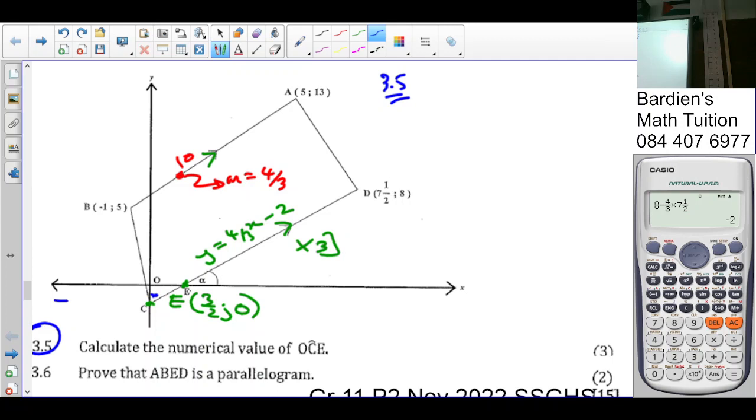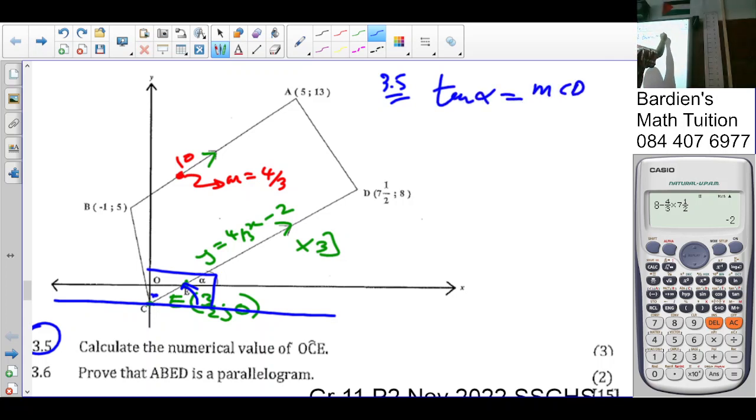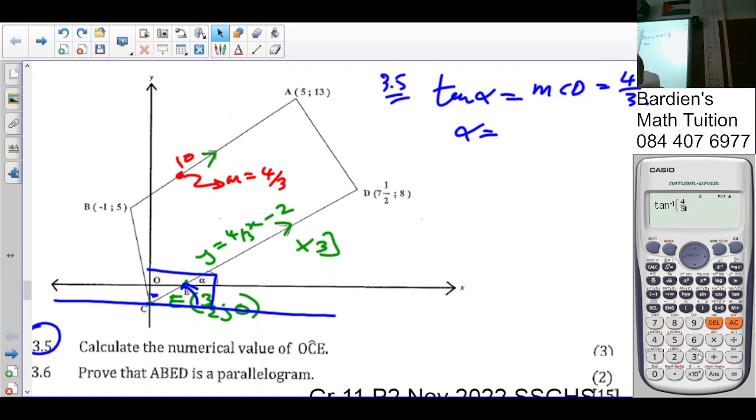So what we do is we draw a line here. Firstly we know that that angle is 90 degrees, not so? So we can actually work out this angle, which in fact is the angle alpha as well. Can you see that? So we say tan of alpha equals the gradient of CD, which is 4 over 3. So that angle alpha works out to be arctan of 4 over 3, gives us 53,13.